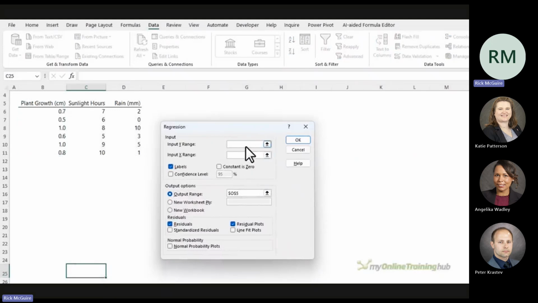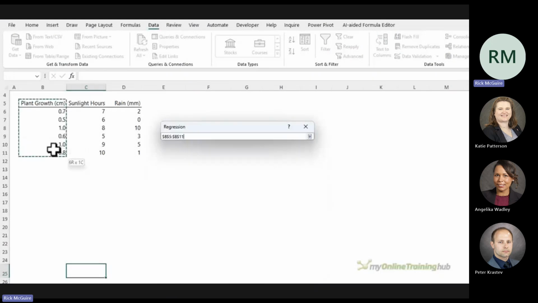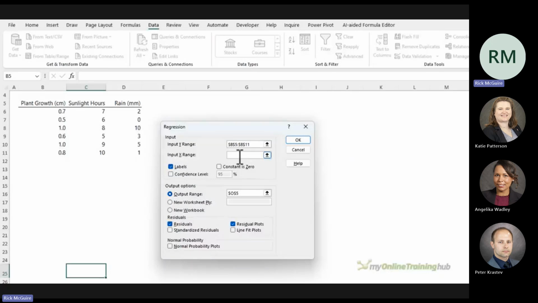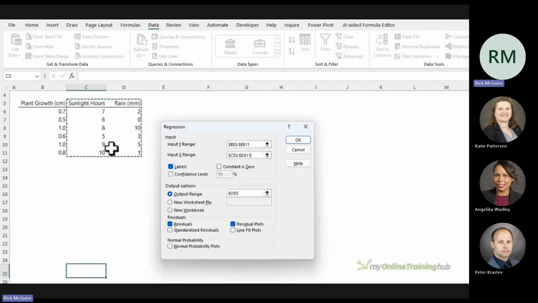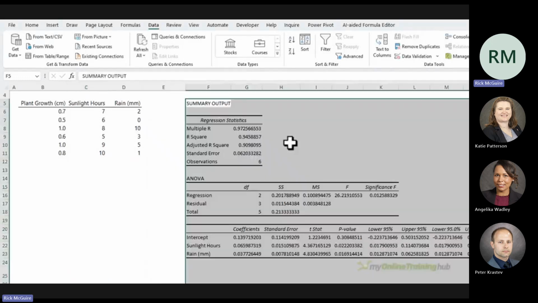So my input range is y, that's my dependent variable, in this case growth. And my independent variables are sunlight hours and rain. These variables need to be in columns that are adjacent to one another so you can select them in a single range. I've got labels checked because I've selected the row labels for my columns. And I'm just going to pop it here beside the data. I've also got residuals checked and residual plots. Let's click OK and take a look at what it gives us.